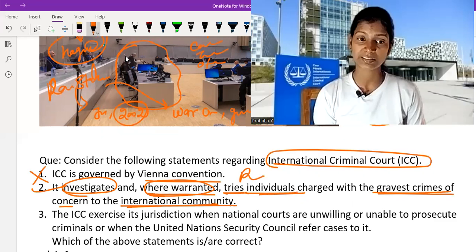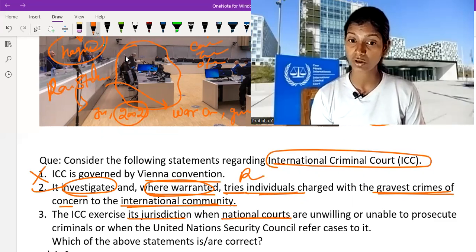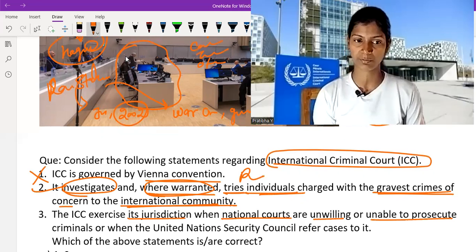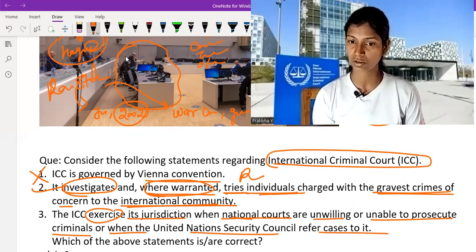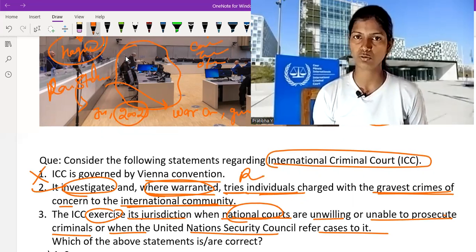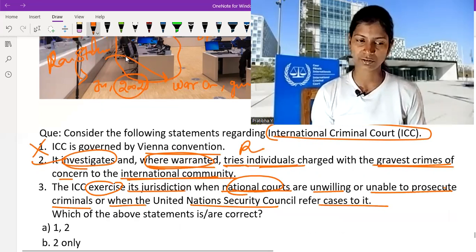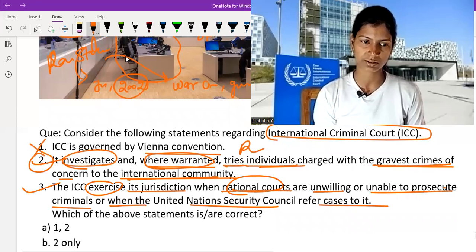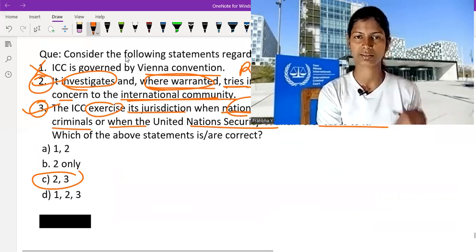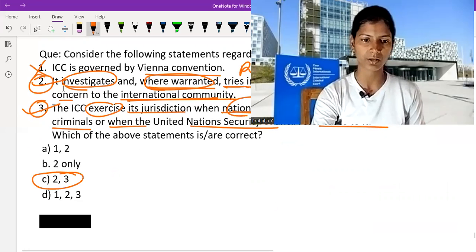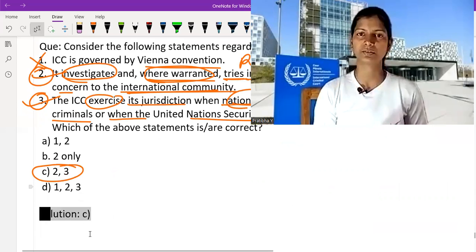The ICC exercises its jurisdiction when national courts are unwilling or unable to prosecute criminals, or when the UNSC or an individual country refers cases to it. Yes, so it applies its jurisdiction there. Option 2 is correct, option 3 is correct, that means option C is correct. Let us check whether we are on the right path. So option C is correct, which means we are on the right path.